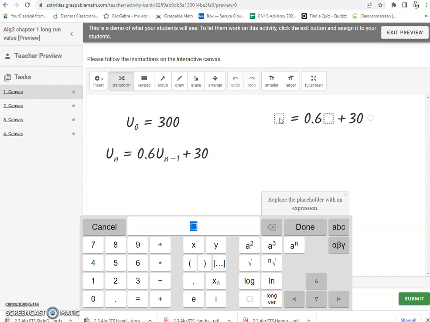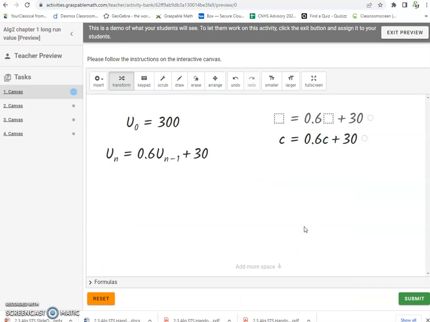Now, your textbook uses the letter C, so I'm just going to type C from my keyboard and hit enter, and I'm done. I'm going to replace both squares with the letter C. I hope that when you look at this now, it looks a lot like the getting started problems. We're trying to solve for the value of C to see where this is approaching.